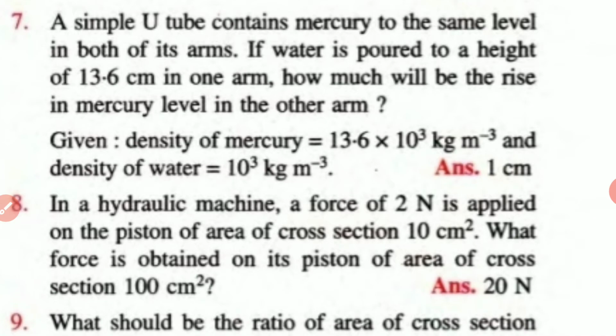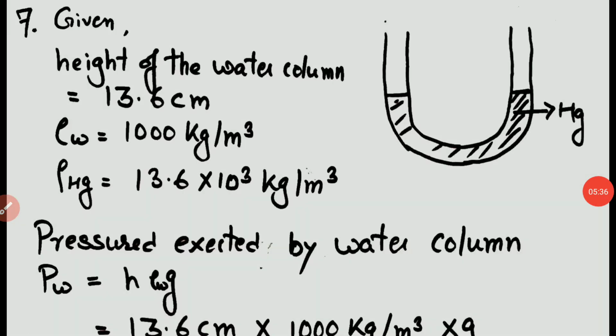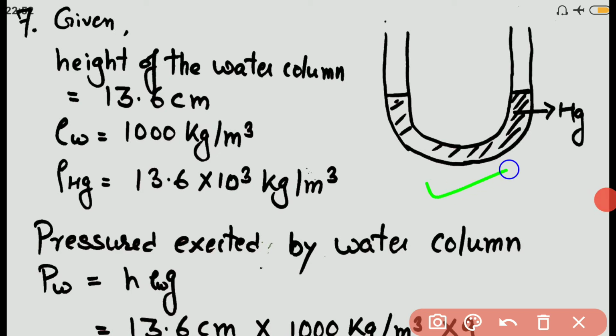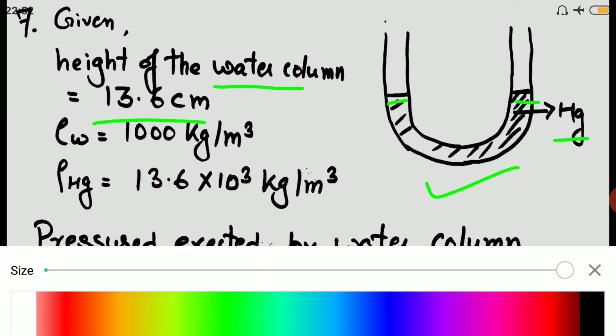Let's try to understand the question first and then solve it. In the question, we are provided with a U tube shown in the figure, and we have poured mercury in that U tube, and the level of the mercury is the same on both the sides. Now what we are doing is, we are taking a water column of 13.6 centimeter and we are trying to pour it on one of its arms.